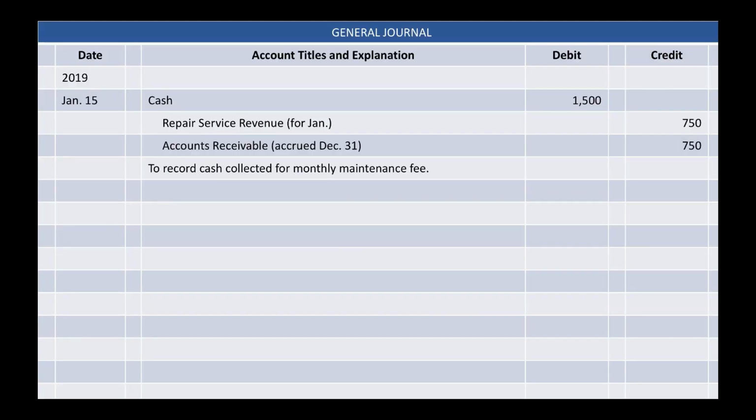First, debit the asset account cash for the full $1,500. Next, credit the repair service revenue account for $750, the amount earned during the month of January. Finally, eliminate the accounts receivable account for $750. This must be done because the cash has now been received for service provided in December. The receivable is collected in a future period.